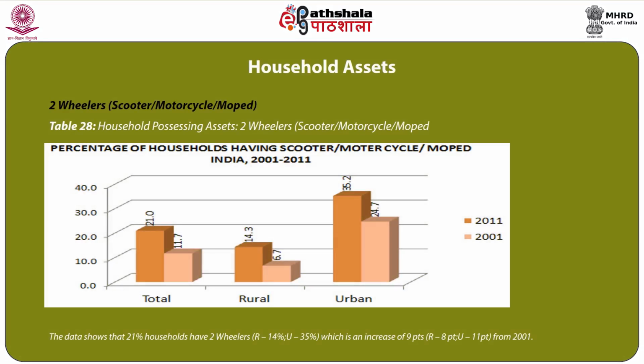Two-wheelers, that is scooter, moped or motorcycle. Table 28, households possessing asset two-wheelers has been represented here. The data shows that 21% households have two-wheelers, in case of rural 14%, in case of urban 35%, which is an increase of 9 points, in rural 8 points and in urban 11 points from 2001.